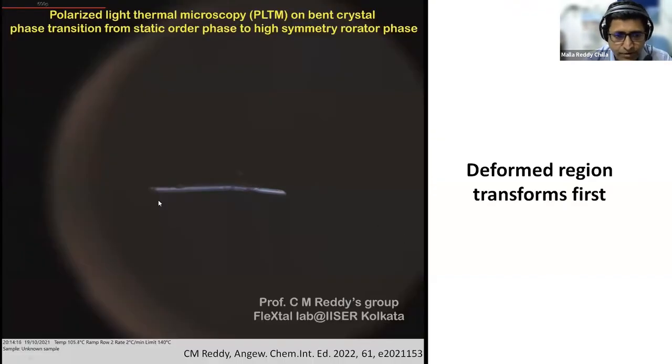So then we took a crystal, bent it, and did the heating experiments, and we see that at the bent region, the crystal actually loses the iridescence first. That means that is where the phase transformation happens before the other region. So this also tells us that if you have a deformed region, it has more defects, so the packing also goes into a little higher energy. So then it is less stable. That is why you have phase transformation before the pristine region.